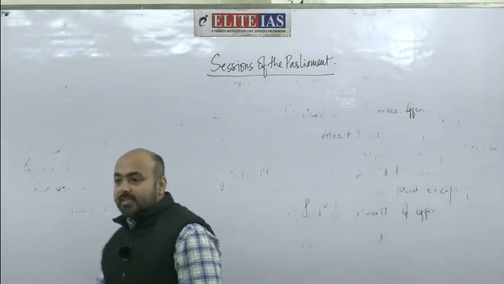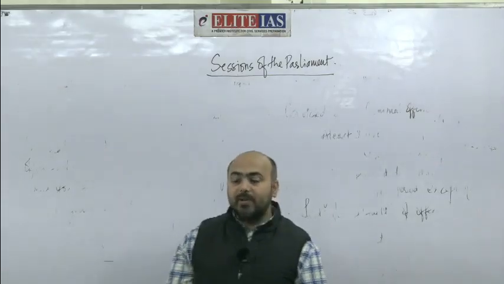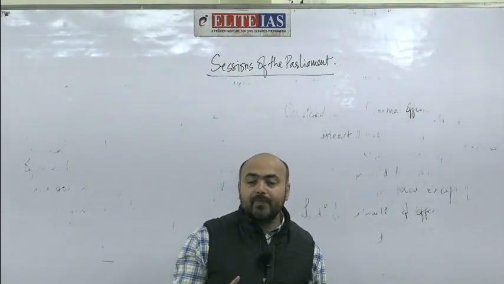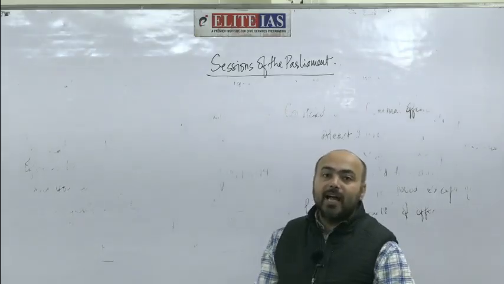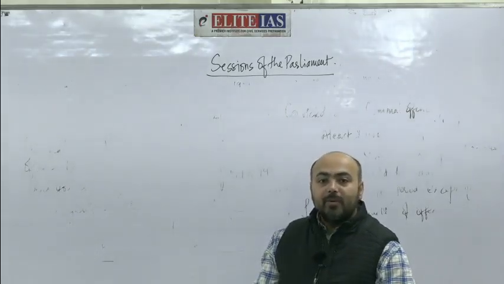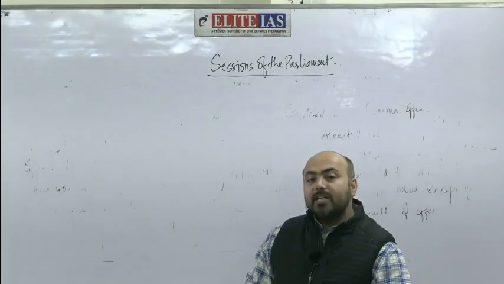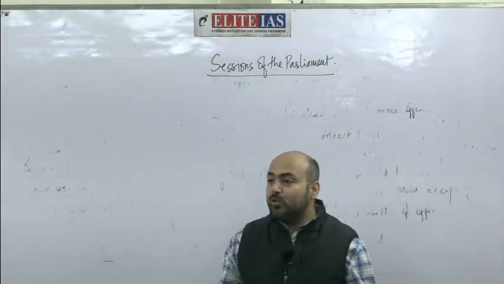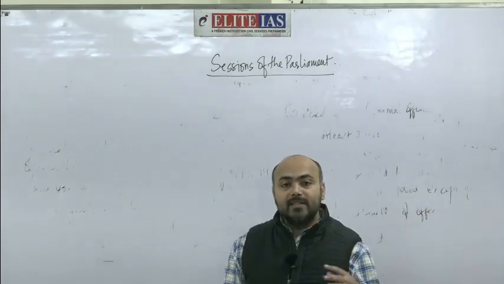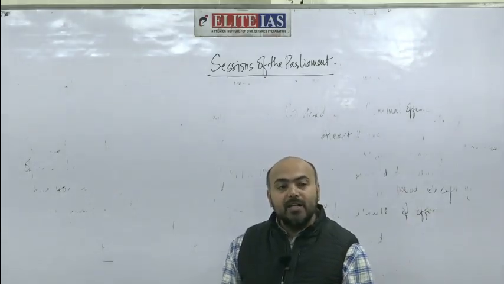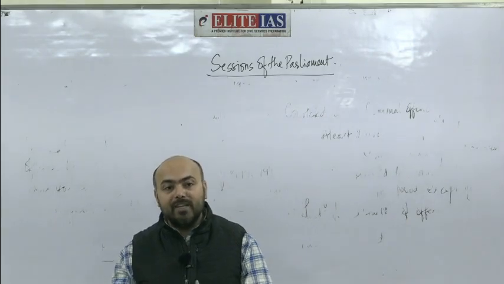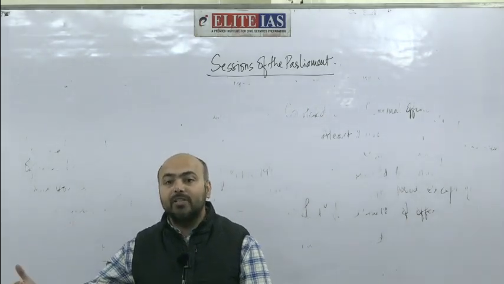Basically, there are three sessions of the Parliament: the budget session, the monsoon session and the winter session. The budget session has the primary objective of passing the budget. It is the first session and it is divided into two parts. First, the presentation of the budget, then there is a recess or break of around 4 weeks, and then there is passing of the budget.